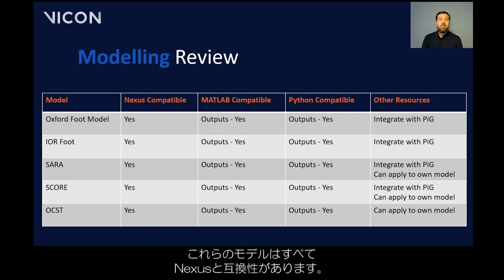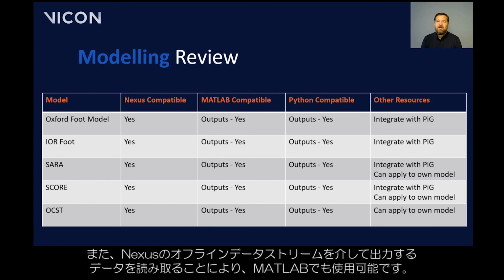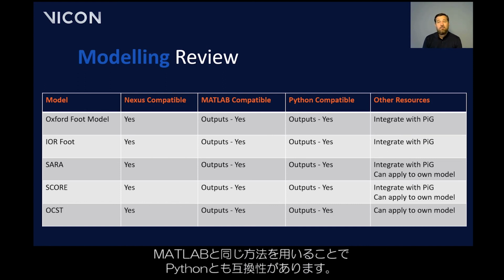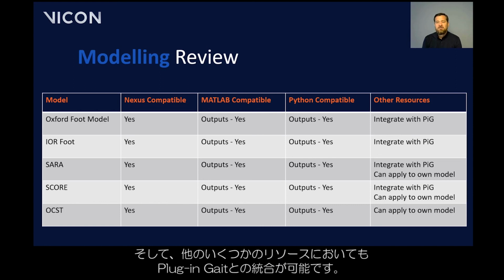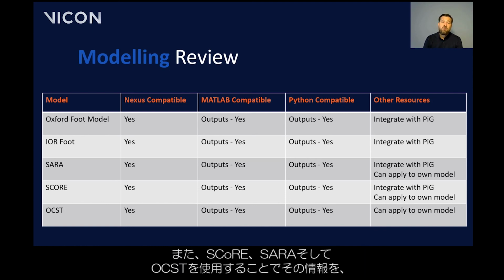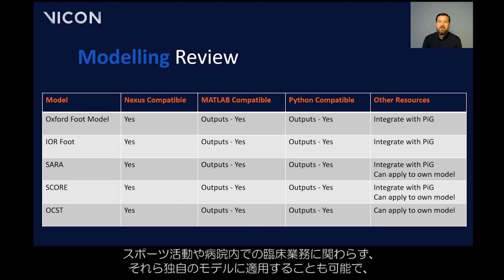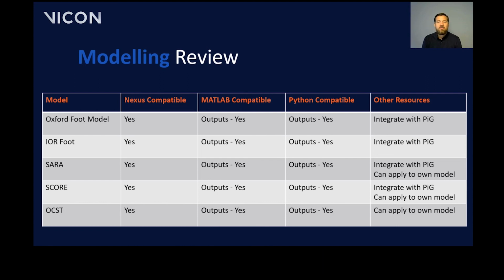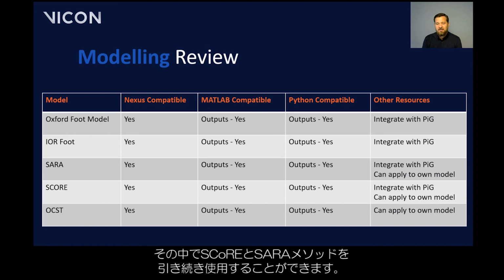All these methods are compatible with Nexus. They all can be used with MATLAB by reading the outputs that Nexus gives you through the Nexus offline data stream. They're also compatible with Python in the same method as with MATLAB. And then some other resources, they can all be integrated with Plug-in Gait. And then score and SARA and OCST, you can also apply that information to your own model, whether it is a sporting activity or clinical work within a hospital. You can still use the score and SARA method in that.